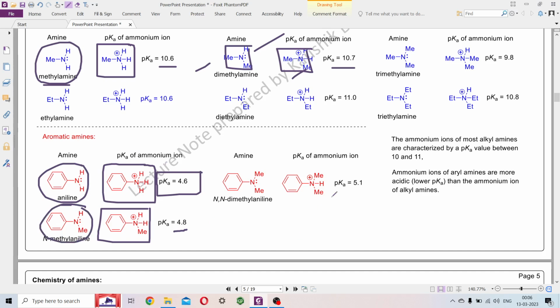What about the tertiary one? The same thing will probably happen. Tertiary amine, trimethylamine, trimethylammonium, 9.8 value, pK value is 5.1. So what is happening? This one is a stronger acid by, say, almost 10 to the power 5 times than that one. Therefore trimethylamine is 10 to the power 5 times stronger base than that one. So what is the explanation of that?